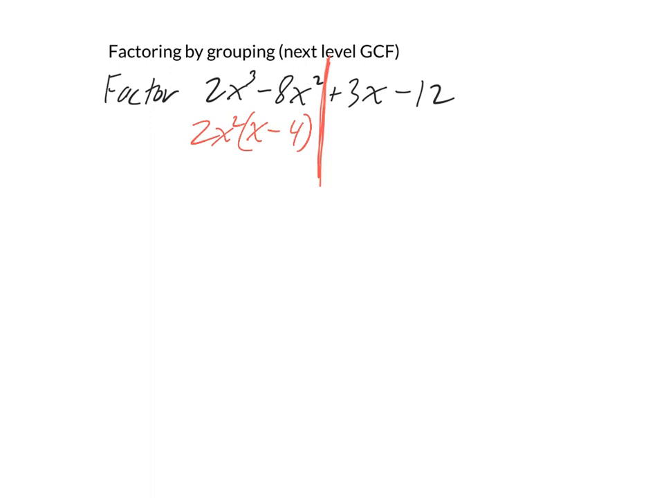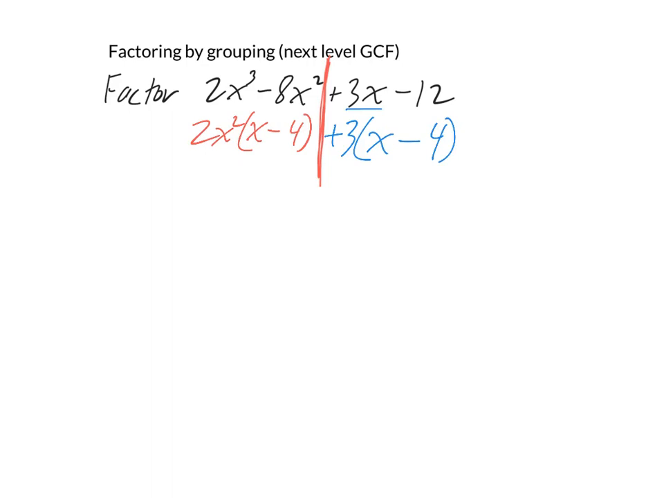Okay. And I'm going to do the same thing on the right side. On the right side, the greatest common factor between those 2 terms is just a 3. If I factor a 3 out of the 3x term, I'm just left with an x minus, and then 3 times 4 is 12. And there's a plus 3 there because it's a positive 3.